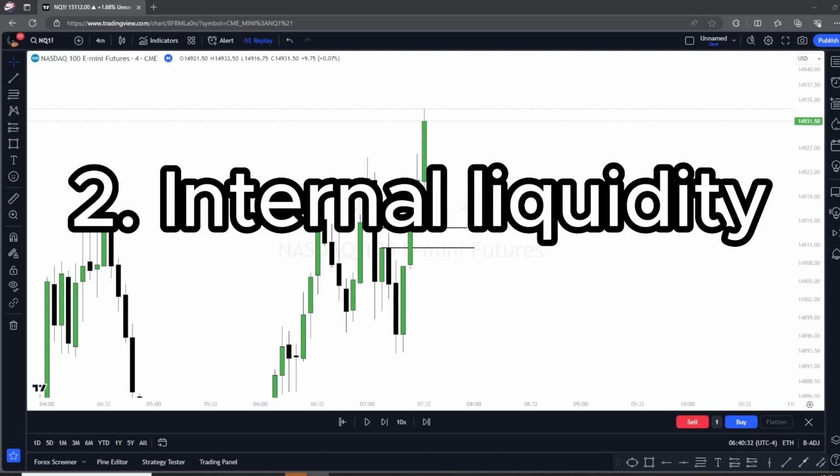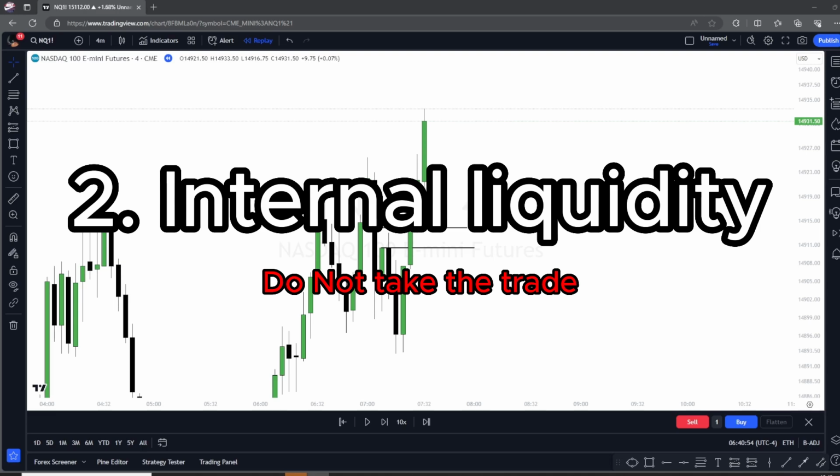Number two, if the pair that I'm trading has swept internal liquidity, that automatically invalidates the setup. That also means that if I'm trading NQ and I want to place my entry on NQ, but ES has swept internal liquidity, I will not place the trade on NQ, even though NQ did not sweep its internal liquidity.